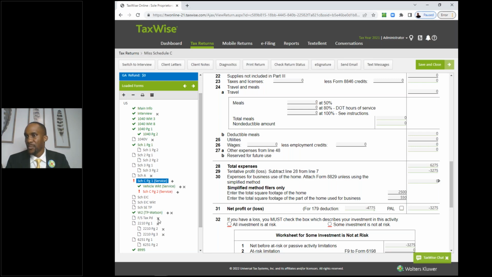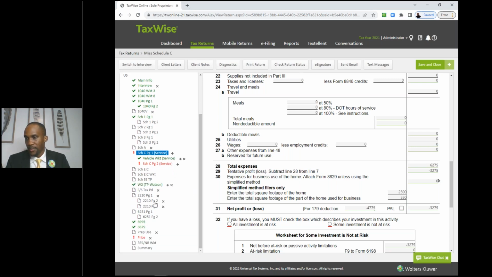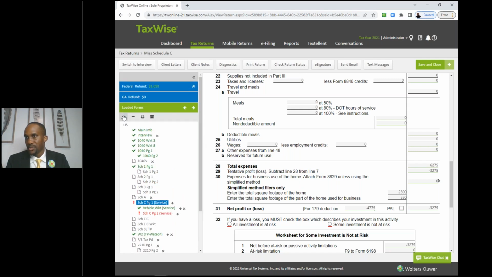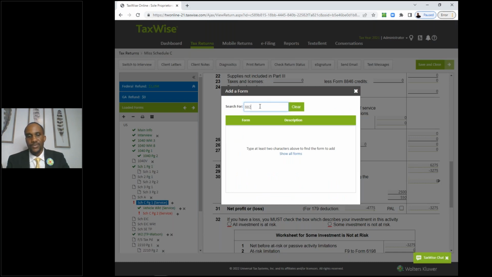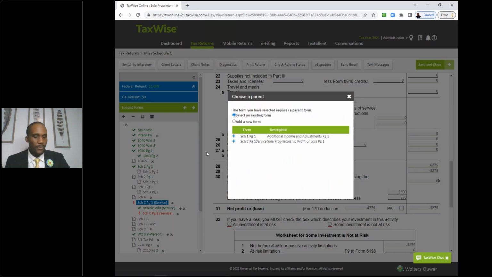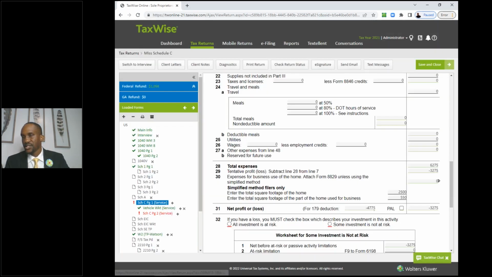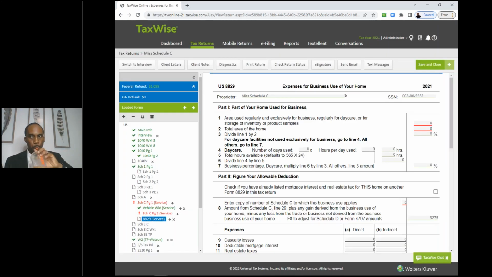actual expense method. So I'm going to go over to the 8829, and for the sake of time, let me bring up my 8829. Oh, look at that, I didn't even add the 8829. Let me go grab it. I'm just going to hit the plus sign and bring an 8829 into our form, and add it to the Schedule C. That's correct. All right, wonderful.